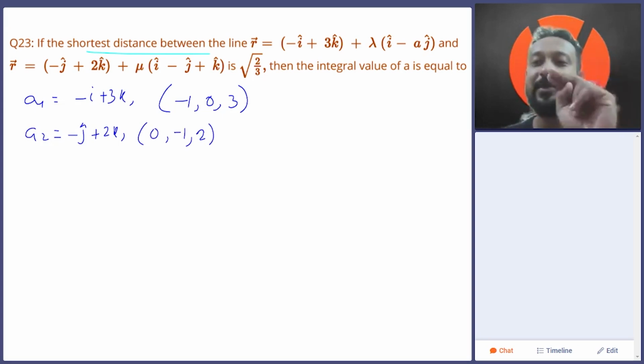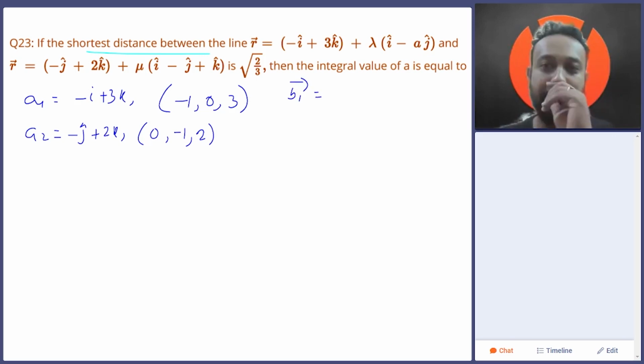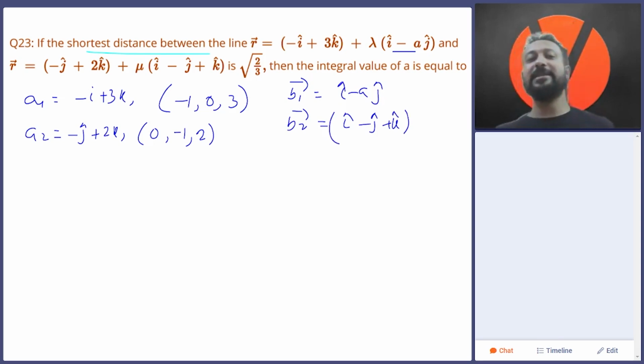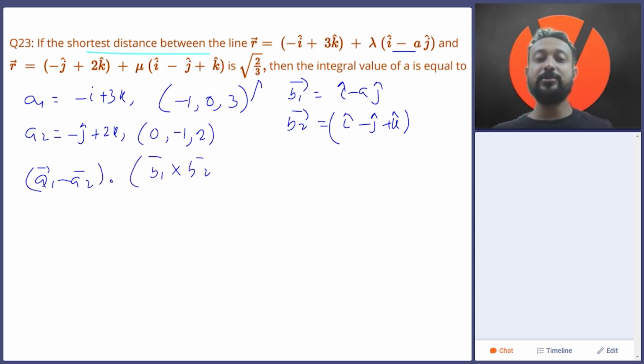So I got x1, y1, z1, I got x2, y2, z2. Then what I'm looking for? I'm looking for b1 vector. What is b1, sir? B1 is this vector, beta. So I think you can see i minus j, sir. Correct. B2 vector is how much? B2 is i minus j plus k. Now job is very simple. They are saying shortest distance. I think you know this, sir. A1 minus A2 vector, correct, dot B1 cross B2 by its mod. Very important. Okay. Is equal to how much? Root of 2 by 3.